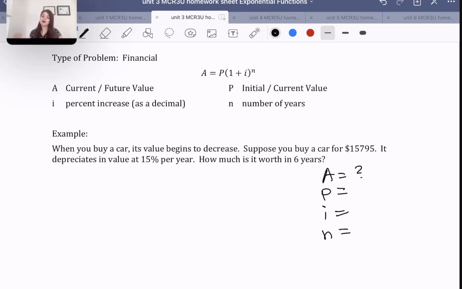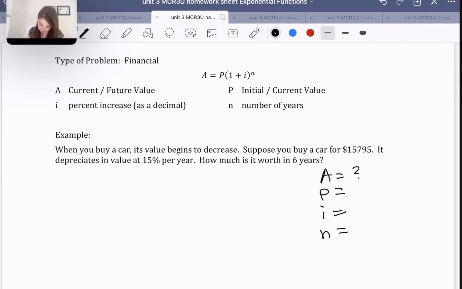So we don't know, right? We're allowed to put a question mark on one of these because that's the one we're trying to find. Okay, so P, which is our initial value, or I guess our current value, I should say, is $15,795. That's how much we purchased it for today.